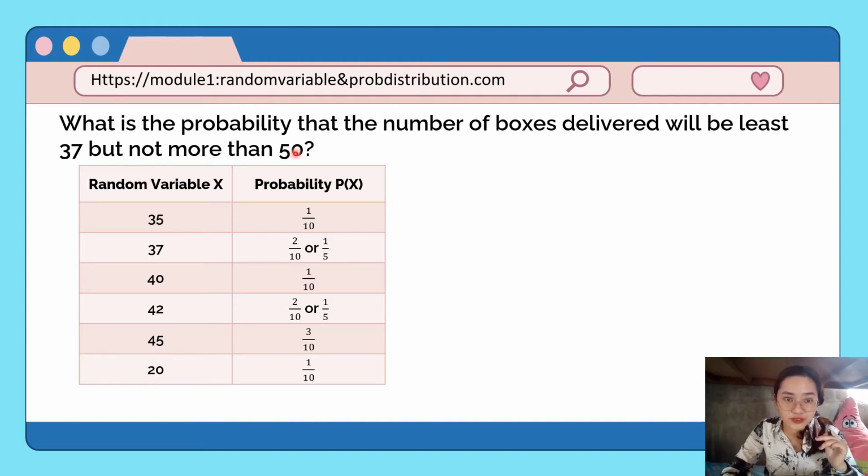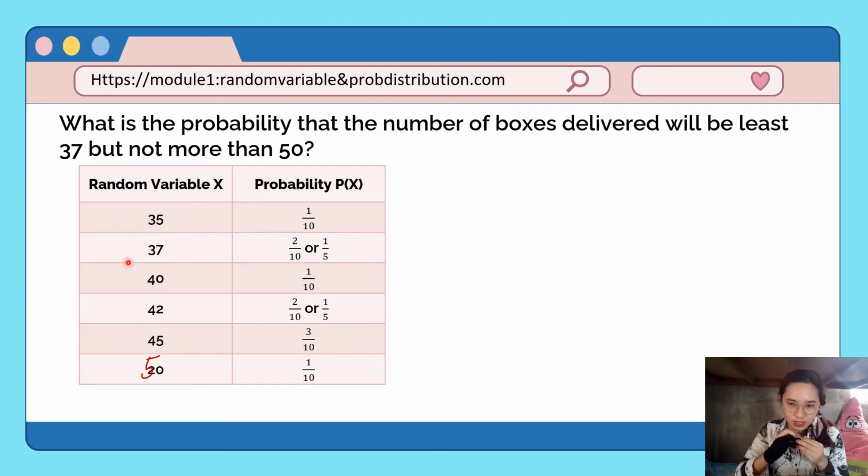But again, not more than 50. So, 50 lang naman yung pinakahuli. 50 to ha guys, 50. Yan, 50 yan. So, 50 lang din naman talaga yung pinakamataas. Wala namang tataas ng 50. Kaya, yan. So, kasama yan lahat. At least 37. So, pinakamababa yung 37, kaya kasama po siya. Kasama siya sa at least.